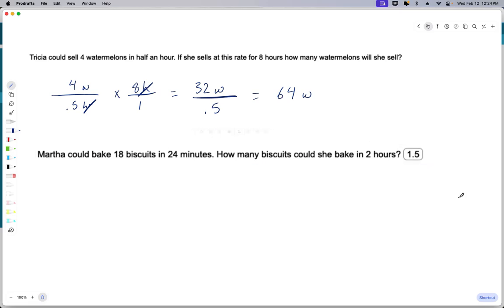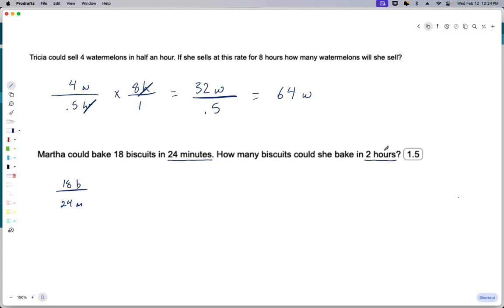All right, so sometimes we got to use a little common sense. We got to think about the problem. Martha could bake 18 biscuits, so 18 biscuits in 24 minutes. How many biscuits could she make in 2 hours? This is 24 minutes. It is not hours. So that tells me that I need to change hours into the same rate of time as minutes. You can't have 2 different rates of time. They don't talk to each other. You've got to convert one or the other.